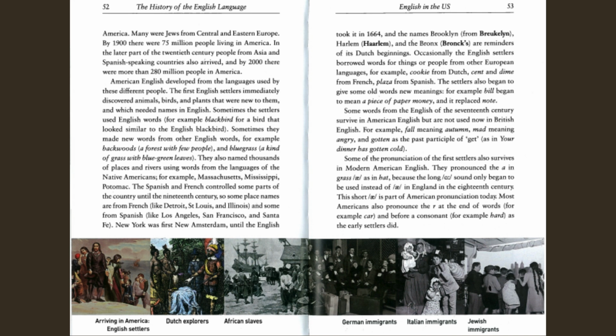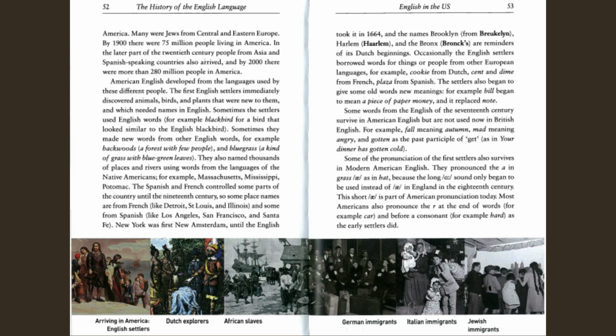Occasionally, the English settlers borrowed words for things or people from other European languages, for example, cookie from Dutch, cent and dime from French, plaza from Spanish.